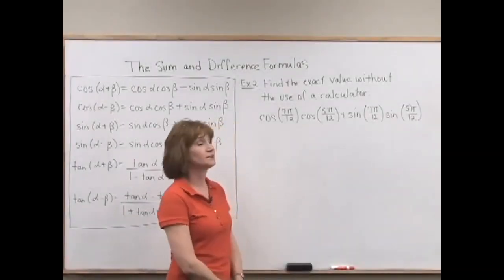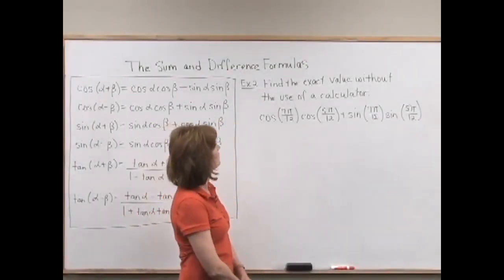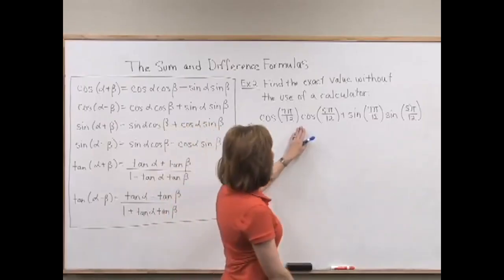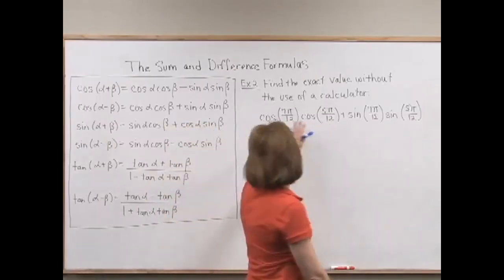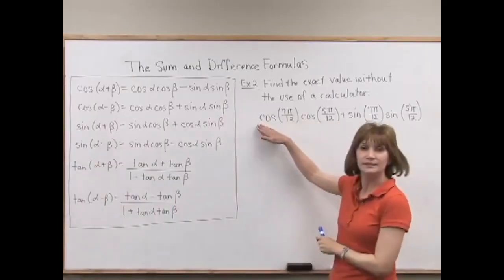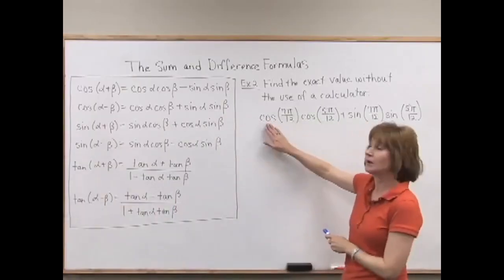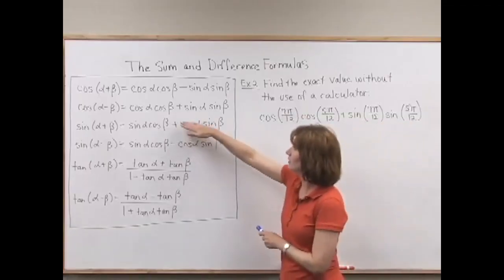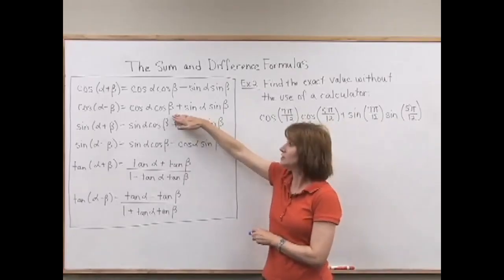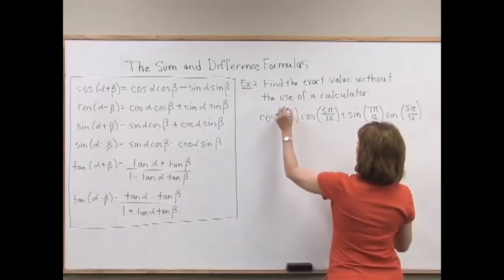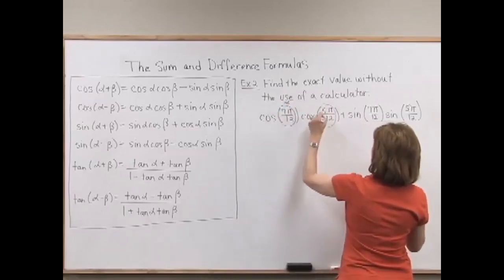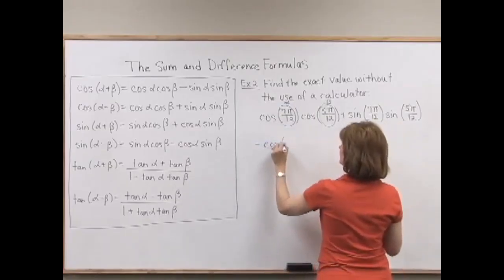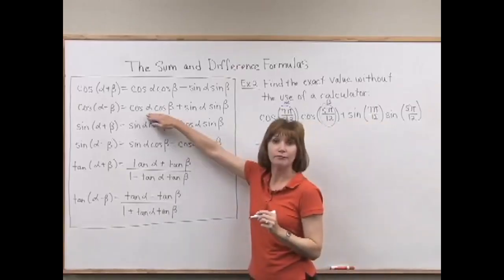In this example, we want to find the exact value of this expression without the use of a calculator. So we look at it, we notice these angles are not special. But look at our identities over here. Which one does this look like? So we see cosine, cosine, plus sine, sine. Well, that looks like this one, doesn't it? So in this case, here's my alpha, and here's my beta. So this could be rewritten as the cosine of alpha minus beta.